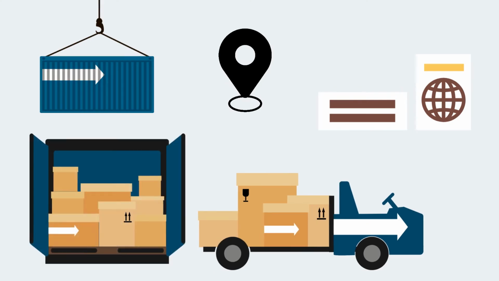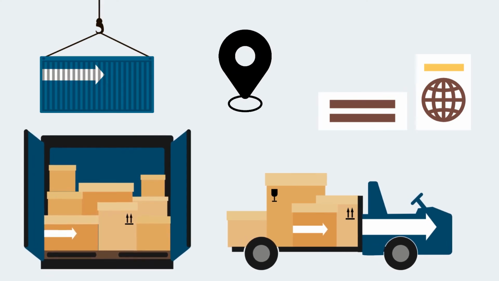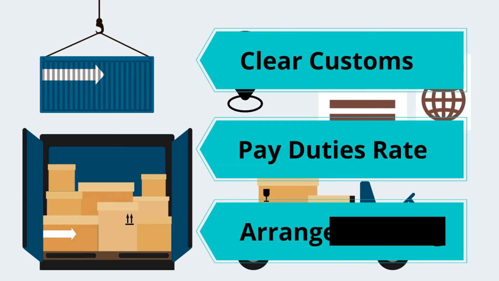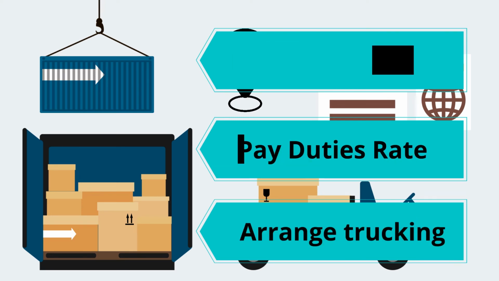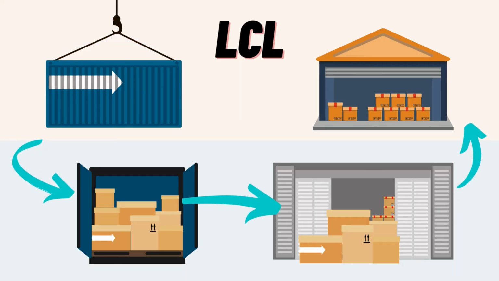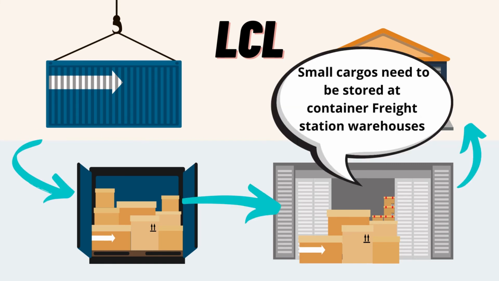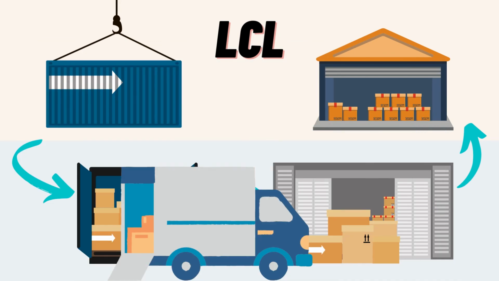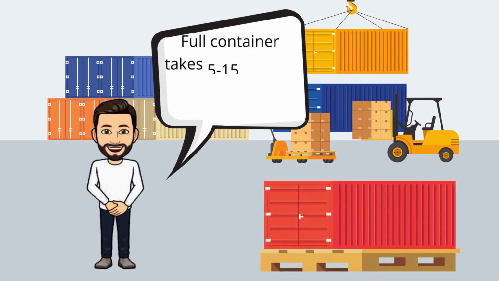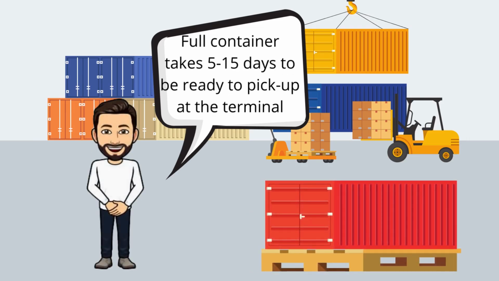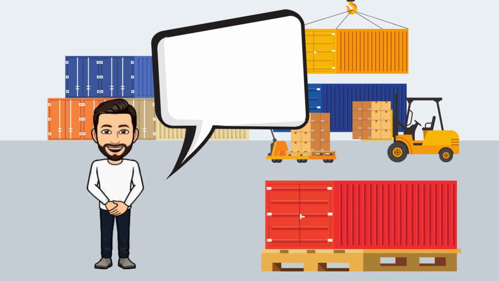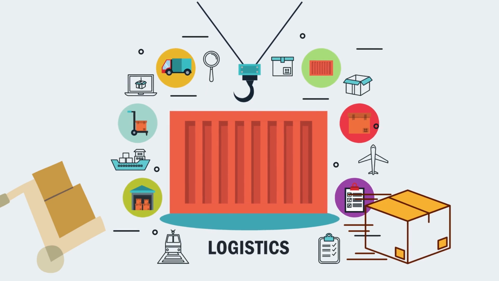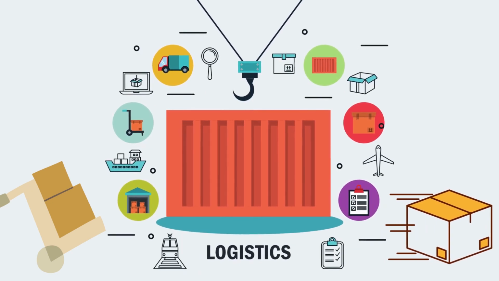Final part, destination. After your cargo reaches the US port, there are some steps like clearing customs, paying duty rates, and arranging trucking. LCL shipment will take more days compared to FCL shipment because small cargoes need to be stored at container freight station warehouses before truckers can pick up the cargo. A full container takes 5 to 15 days to be ready to pick up at the terminal from the actual time of departure or ATD. This is the full process of importing cargo overseas.